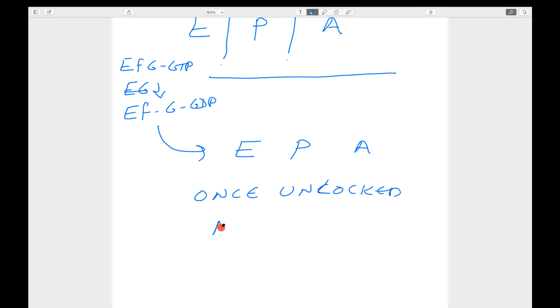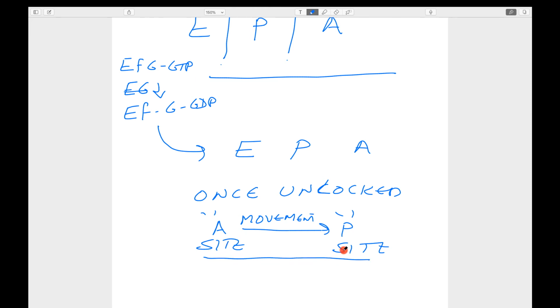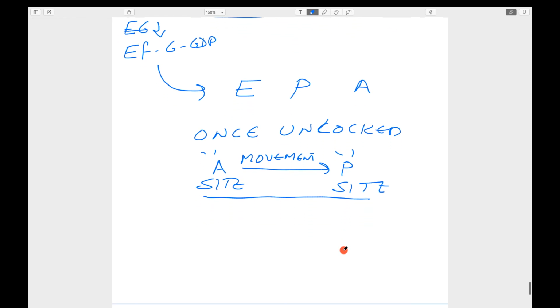Then what happens? A site, then P site movement. This is the A site, this is the P site. Movement is taking place. Then what is the next one? Once this movement is taking place, what does it do? It forces the P site movement to the E site.